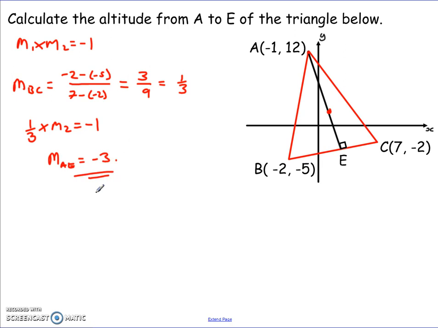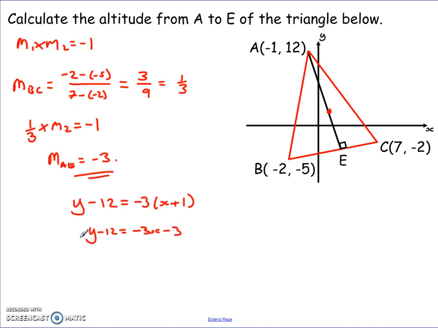So I now have a gradient, I now have a point, I can use my equation of a straight line, y minus b equals m(x minus a), to get the equation of my altitude. So I could say, y minus 12 equals -3(x plus 1). Remember, minus minus, because a minus 1 gives me a plus. So I've got all this information here, I can now multiply it out. So y minus 12 equals -3x minus 3.